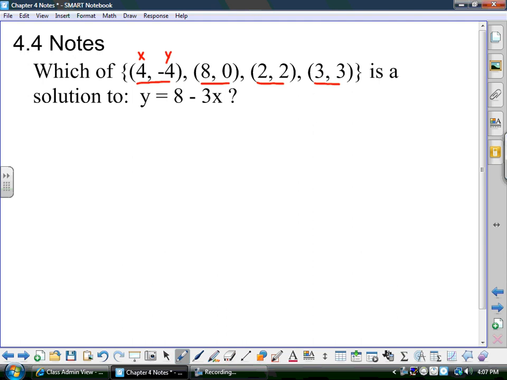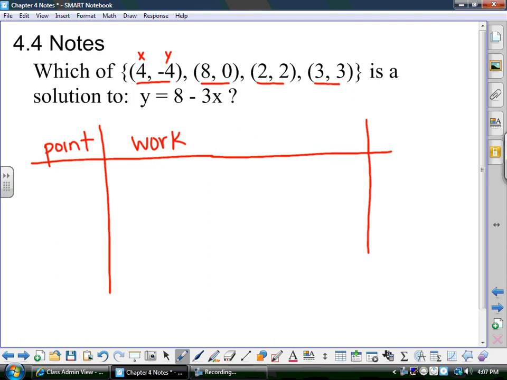As far as work goes, we're going to make a little table, and we're going to put the point that we're plugging in first. Then we're going to show our work in the middle. And then we're going to answer the question off to the side. Either yes, it's a solution, or no, it's not.